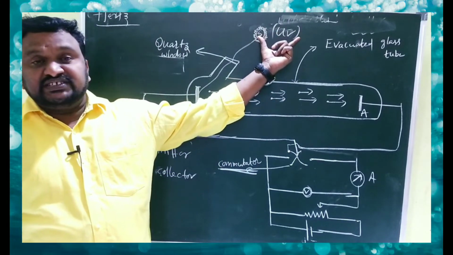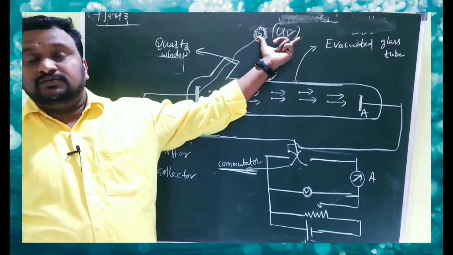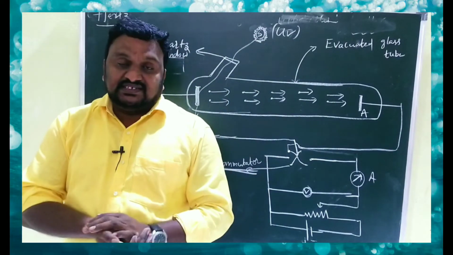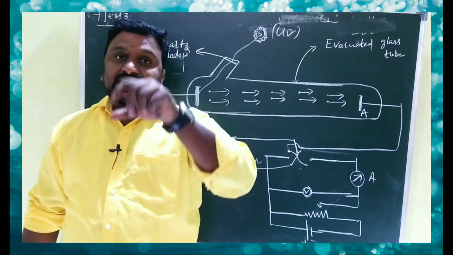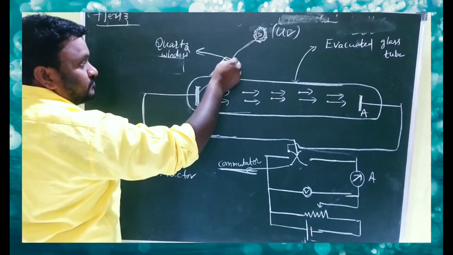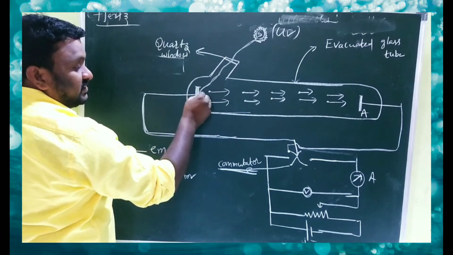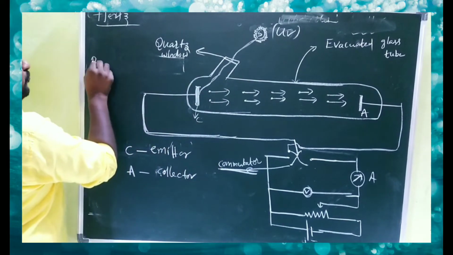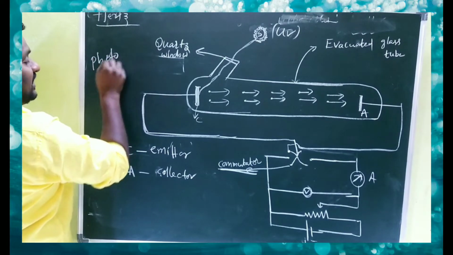There is one source that will release what? Ultraviolet radiation, a certain amount of light energy. That light energy is falling on this emitter. This emitter is nothing but photosensitive material.